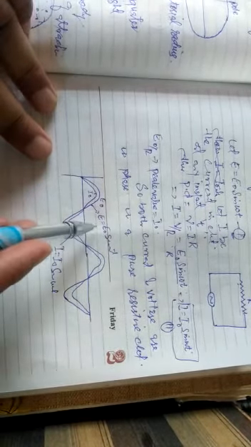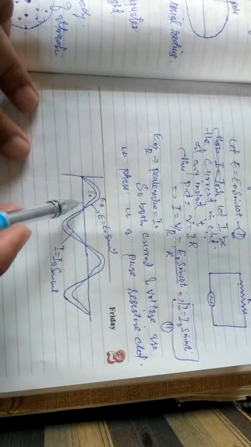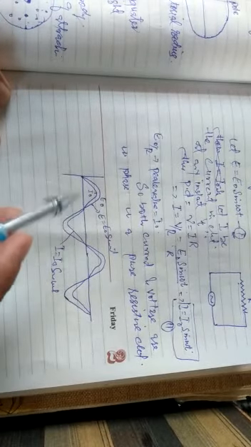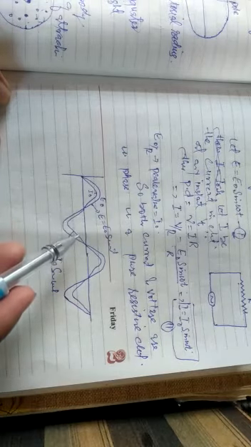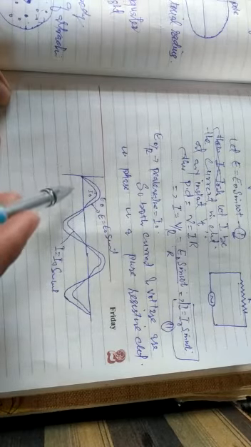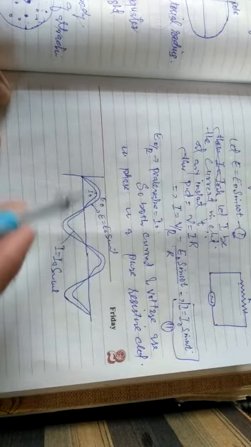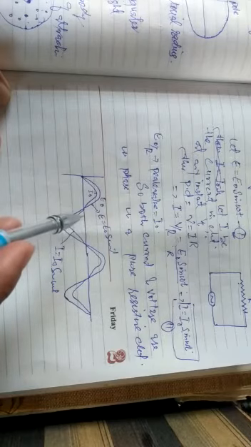So when the voltage reaches maximum, the current reaches maximum. When the voltage becomes zero, the current becomes zero. So we can say both are in phase. When the voltage becomes maximum, the current becomes maximum, and when the current becomes zero, the voltage is zero in the circuit. So current and voltage are in phase.